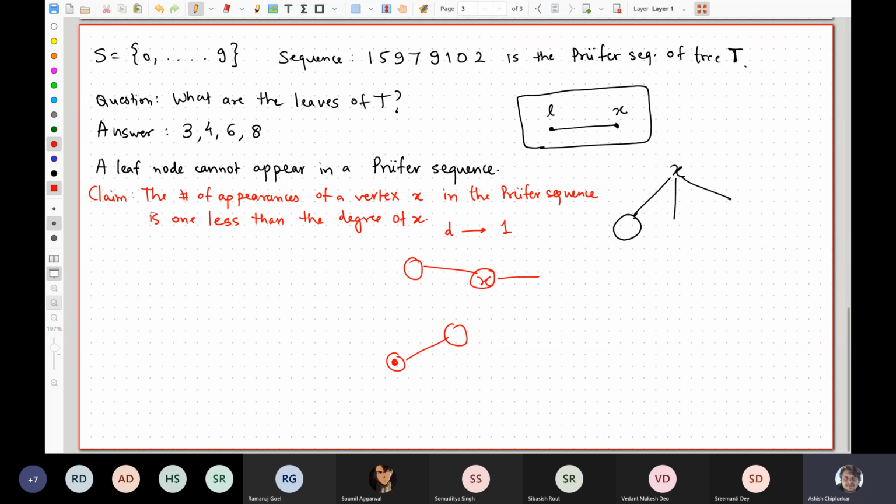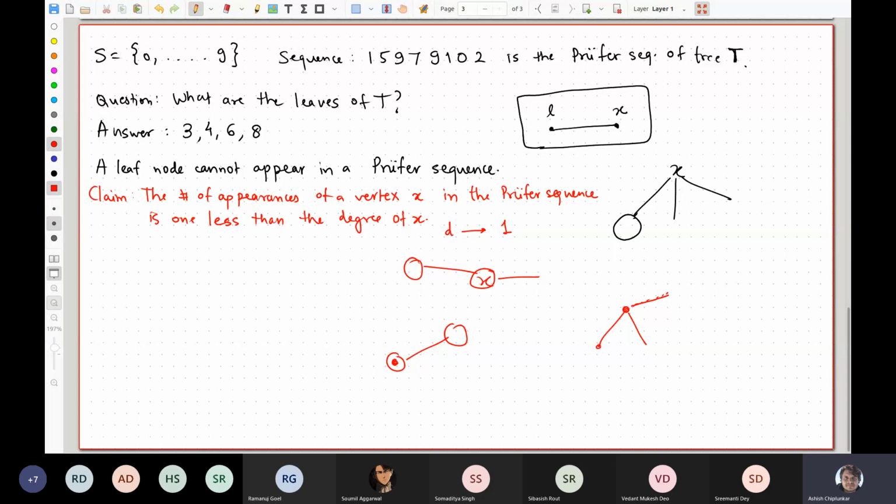All we need is the fact that everything that does not appear in the prefer sequence is necessarily a leaf. And then the argument is the same if a vertex has degree 2 or more. Either this vertex itself is deleted during the construction of the prefer sequence, which means at that point of time its degree must have been 1, which means before that all its neighbors have been deleted, so this vertex must have appeared in the prefer sequence.